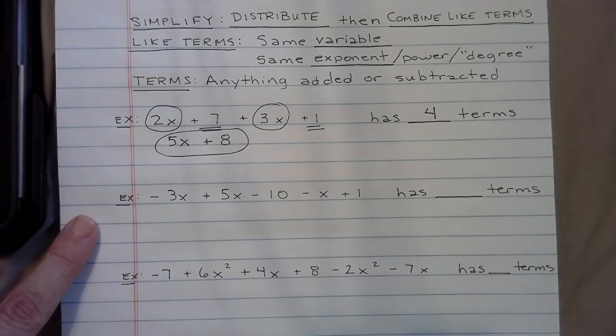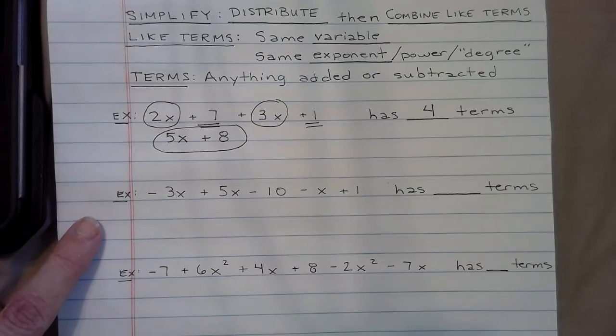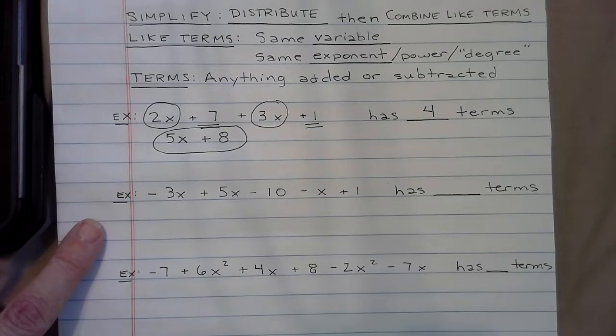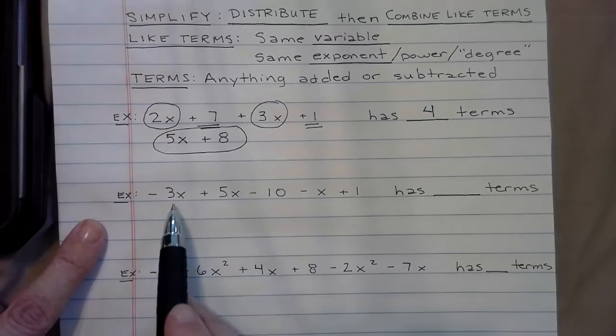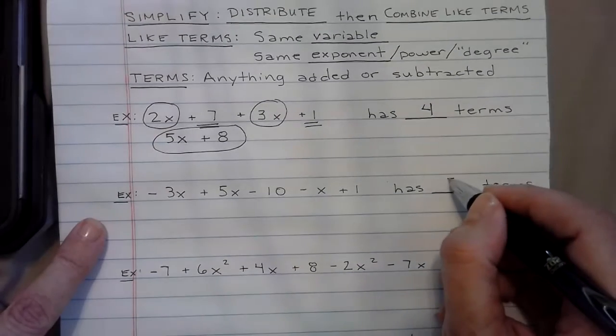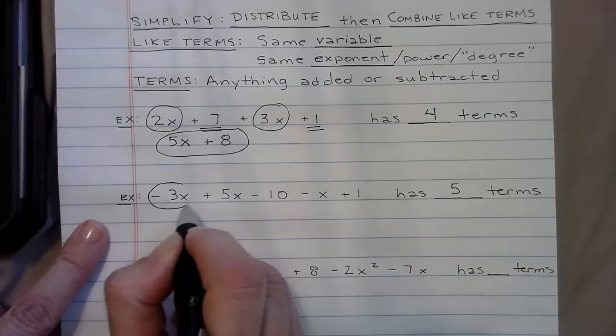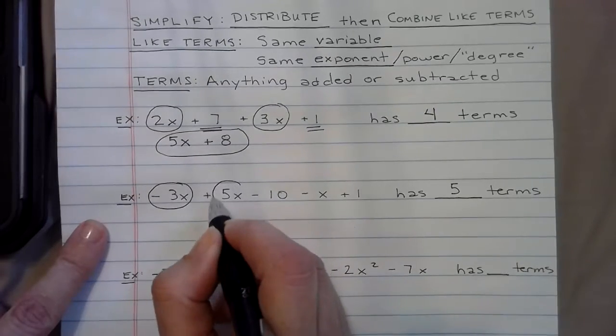Okay, so let's take a quick look. And you can pause me and go ahead and see if you can figure out how many terms this has. And then combine the like terms. Okay, 1, 2, 3, 4, 5 terms. And the like terms are all the ones with x's.